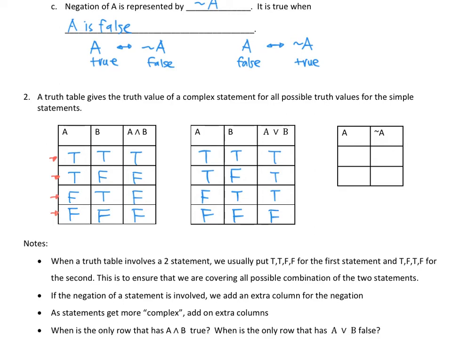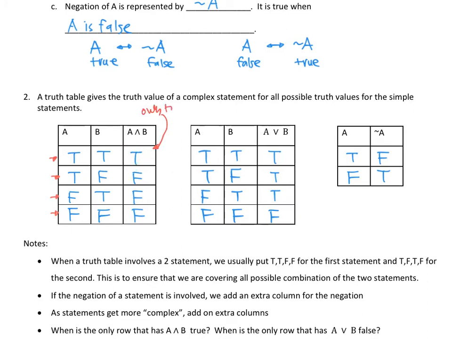And then for the complement or negation of A, A is either true or false. The negation of A is what we talked about, the opposite of A. So when A is true, the negation of A is false, and vice versa. Here, I'm going to make a little side note. This is for A and B. This is the only true, right?